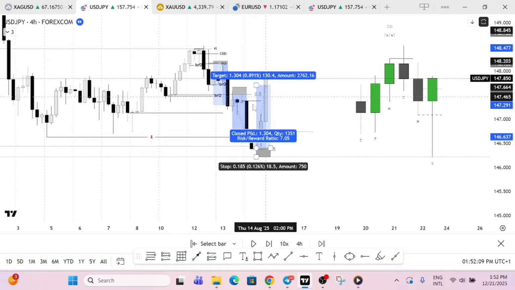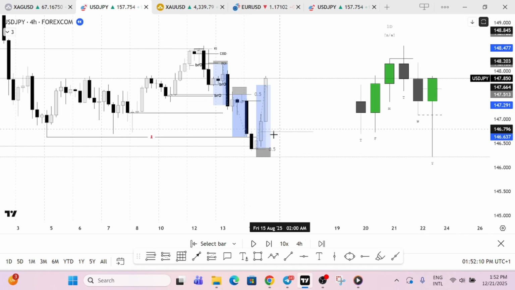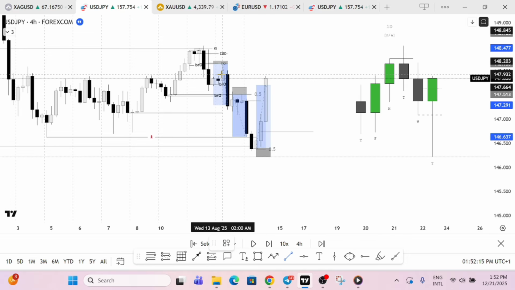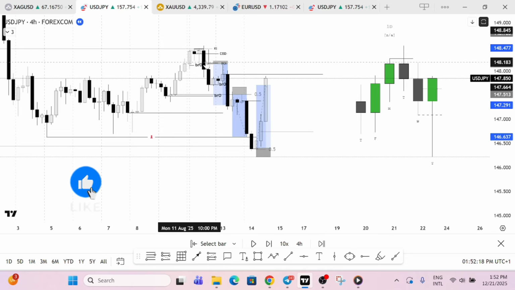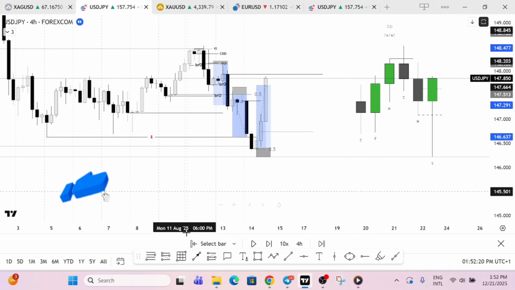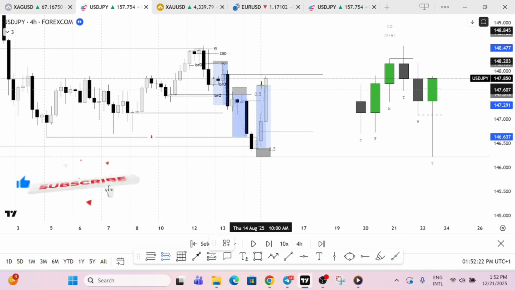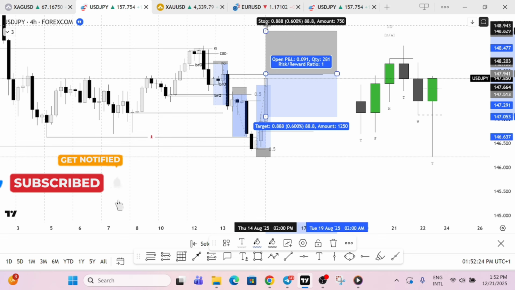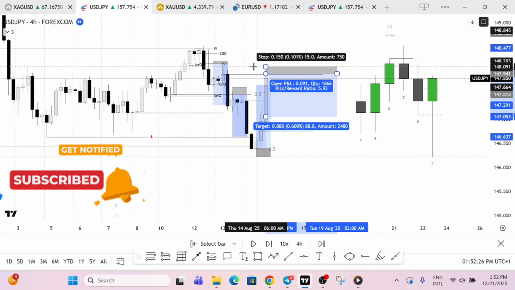But what do we do? Are we going to just trade directly from there? No, we are going to be patient. Take note, we have a key level here that first of all tagged our phase 2 zone. So we can either wait for a confirmation there on the lower time frame, or we can enter directly.